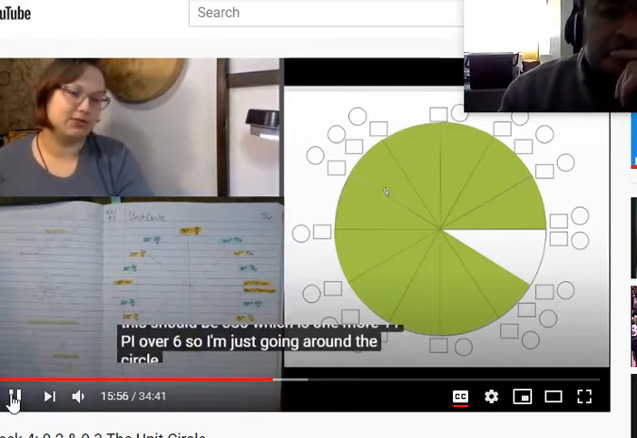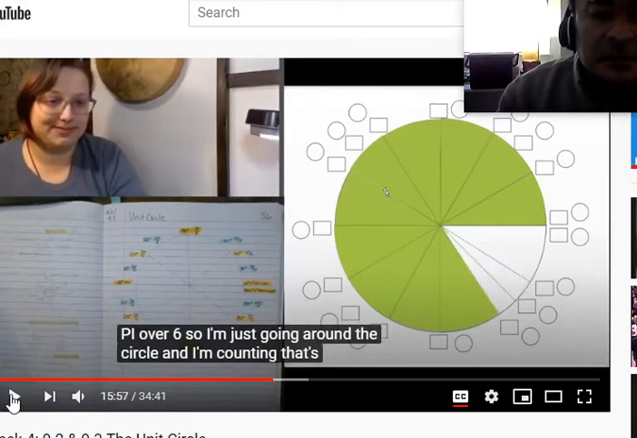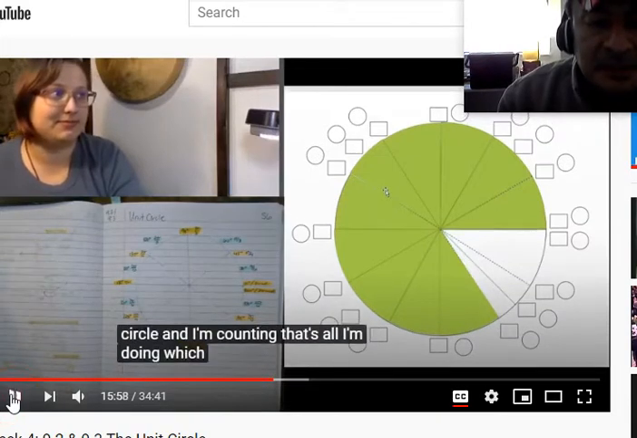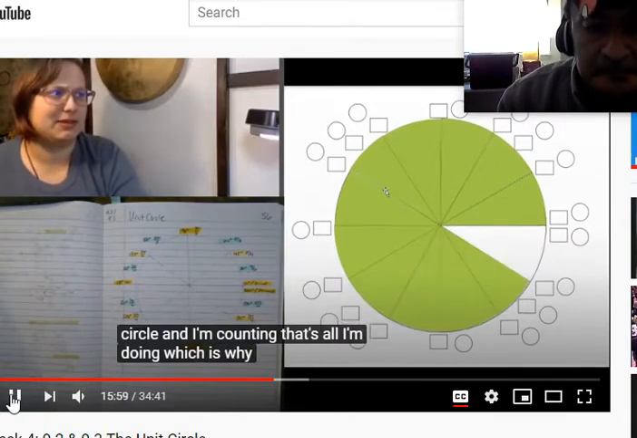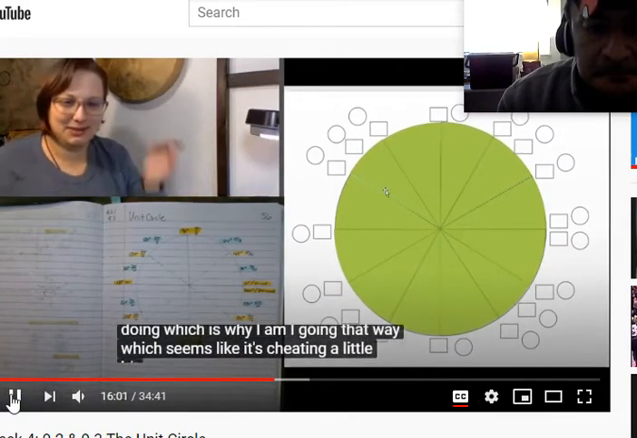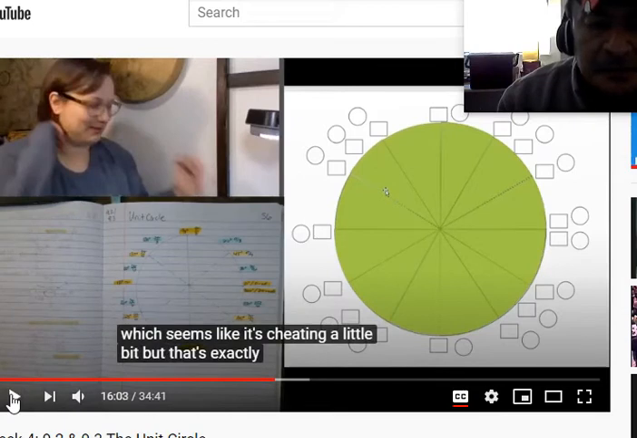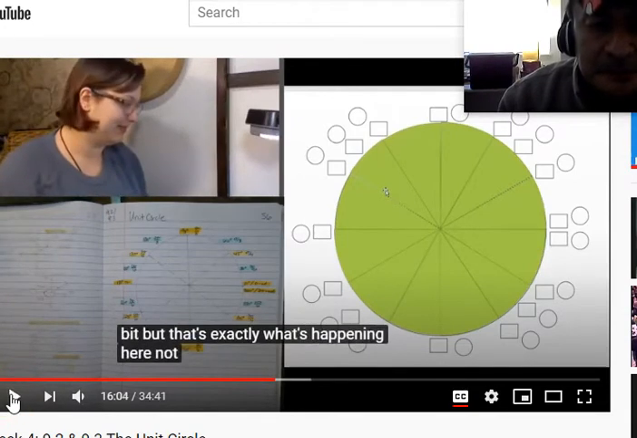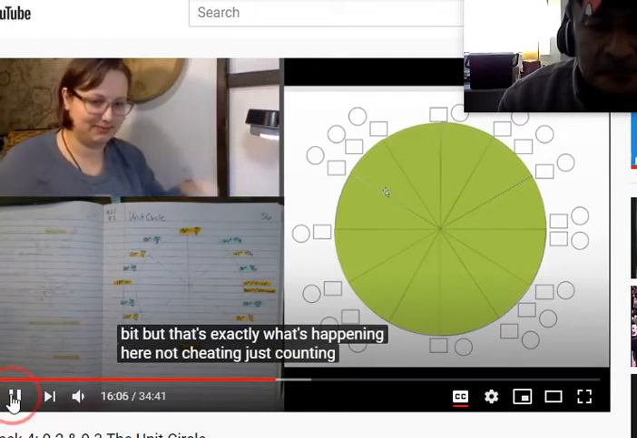So I'm just going around the circle and I'm counting. That's all I'm doing. Why am I going that way? It seems like it's cheating a little bit, but that's exactly what's happening here. Not cheating, just counting.